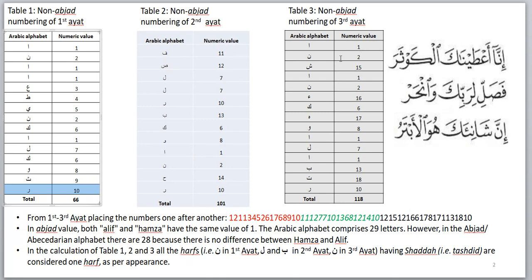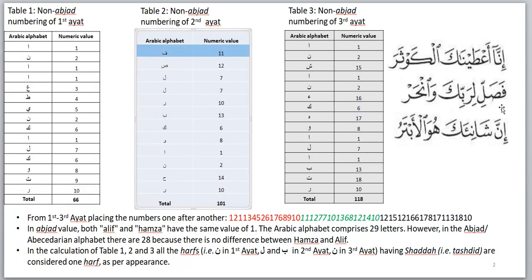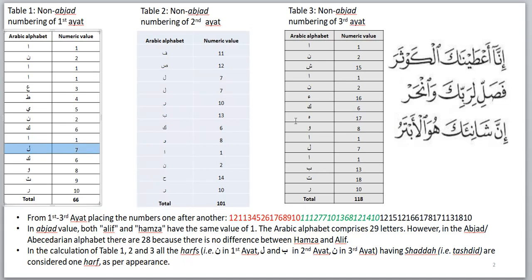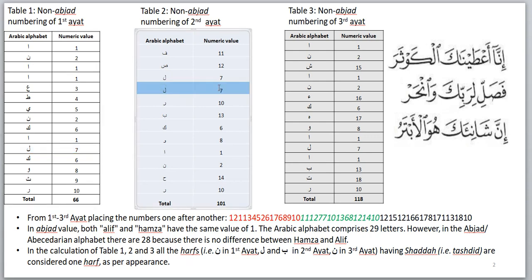In the second ayat, fasalli li rabbika wanhar, Fa is the 11th appearance, so Fa's value is 11. Sa is 12, Swad is 12, and Lam is 7th, because in the first ayat Lam comes at 7th. Here we see that Lam is at 7th, in Inna a'tainaka kal kawthar. So Lam is at the 7th position, and here it is also 7th.